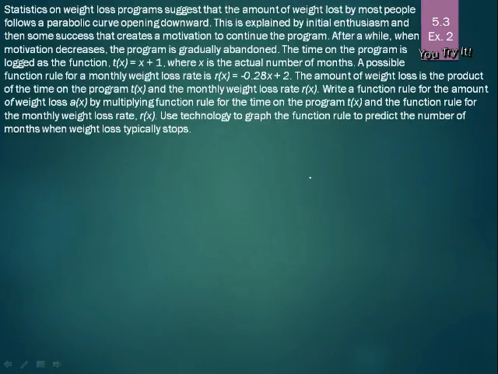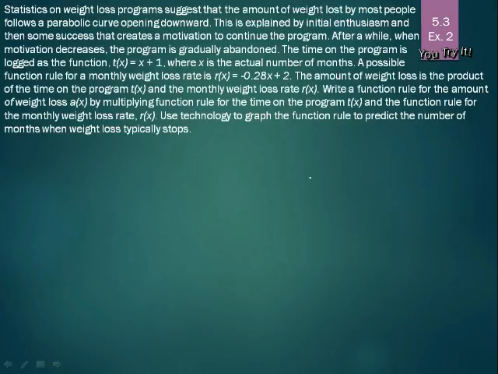The time on the program is logged as the function t(x) = x + 1, where x is the actual number of months. A possible function rule for a monthly weight loss rate is r(x) = -2800x + 2. The amount of weight loss is the product of the time on the program t(x) and the monthly weight loss rate r(x).